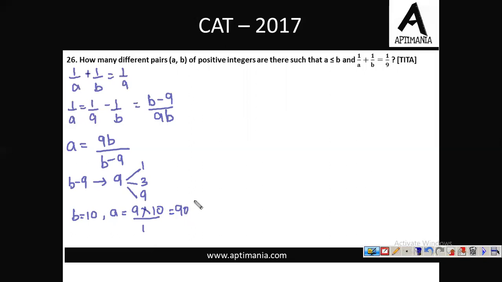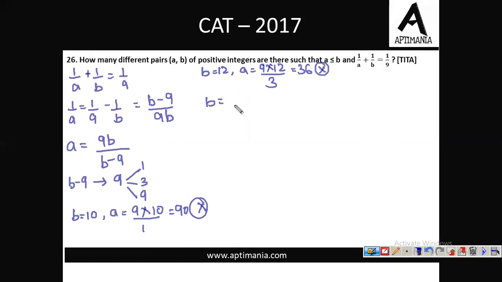Although we have got a solution for the equation, this won't be selected because here the value of A is greater than B, but the condition specifies that A should be less than or equal to B. So this won't be considered as a solution. Considering the second case, when B minus 9 equals 3, B will be equal to 12 and A will be equal to 9 into 12 upon 3, which is 36. Again, A is greater than B, so the solution won't be considered.